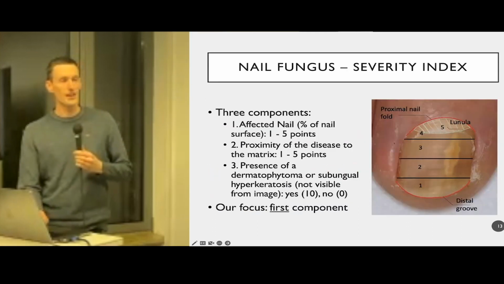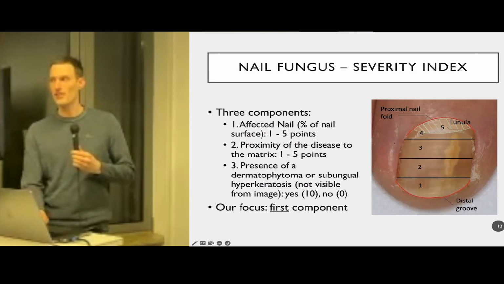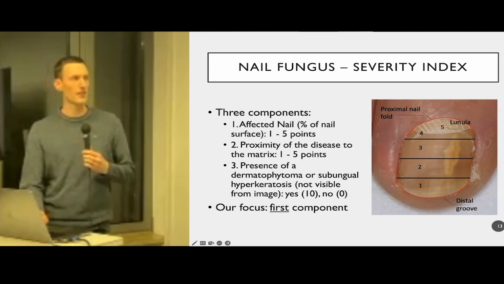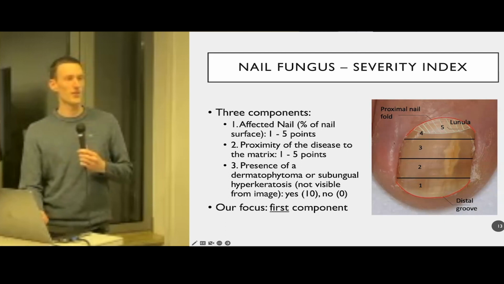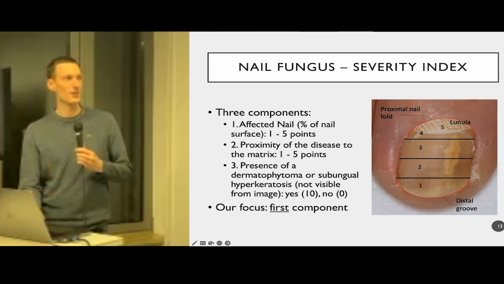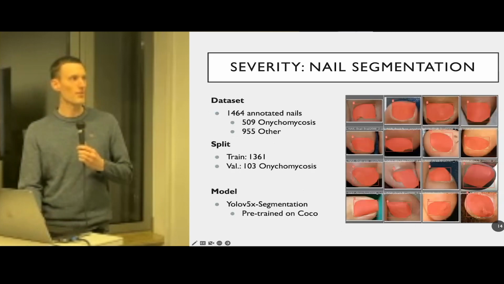All right, so the second part of our project was to predict the severity of disease. In medicine, there's this severity score for a nail fungus, and it's made up of 3 components. The first one is the area affected of the nail in percent, and the second one is the proximity of the disease to the lunula, which is the area where the nail is growing. So it's bad if it's closer to the lunula. And there's a third component, but we actually focused on only the first one, the percent affected.